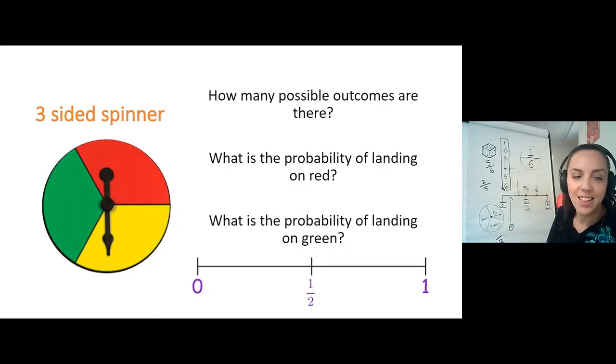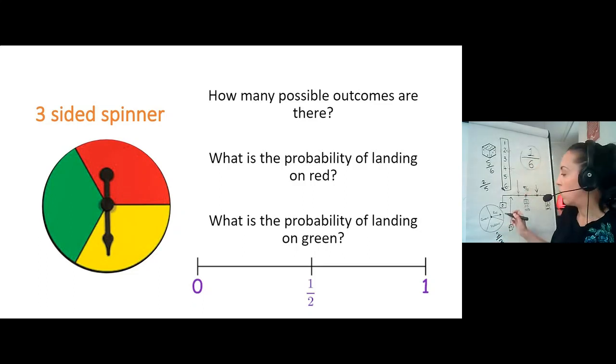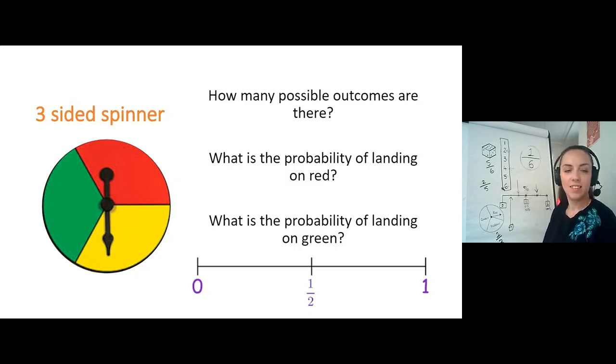Fabulous. Yeah. So 1 in 3 chance, because 1 out of 3 chance of landing on red. What's the probability of landing on green? Perfect. Again, 1 in 3. So what's the probability of not landing on a red? Exactly. Yeah, 2 in 3.